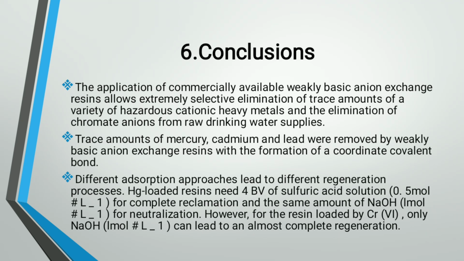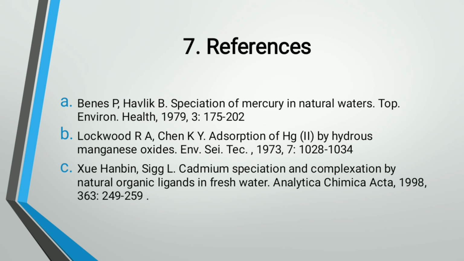Mercury-loaded resins need 4 BV of sulfuric acid solution for complete reclamation and the same amount of sodium hydroxide for neutralization. However, for the resin loaded by chromium, only sodium hydroxide can lead to an almost complete regeneration.